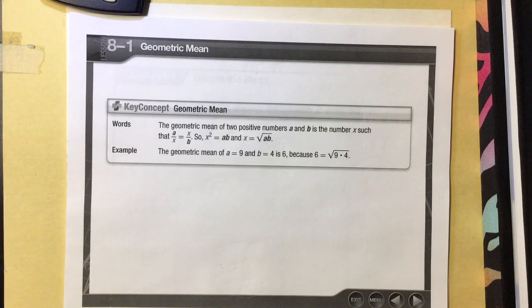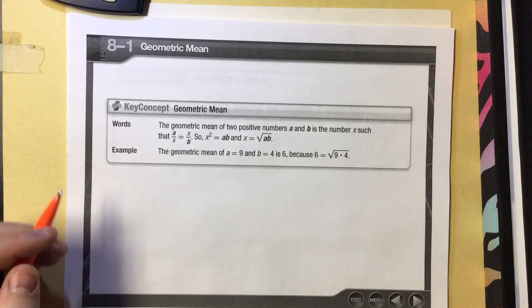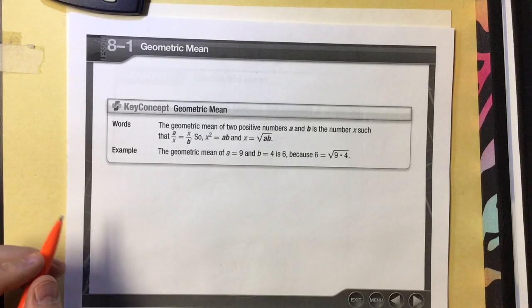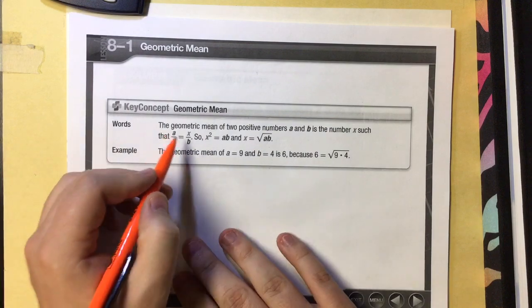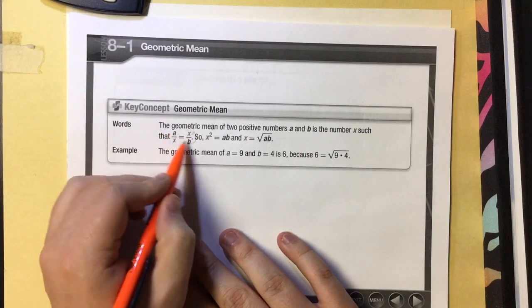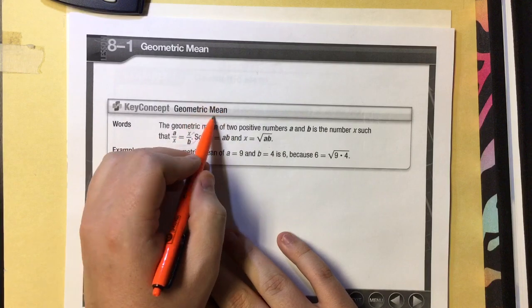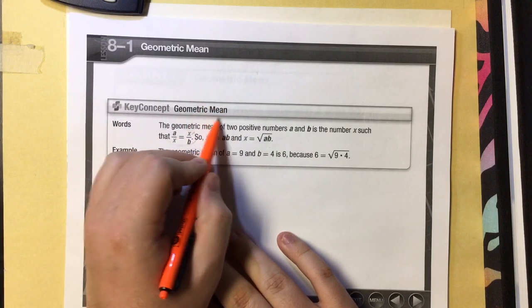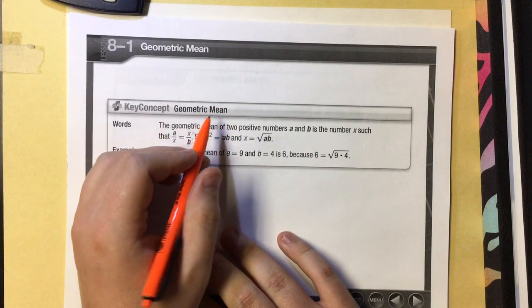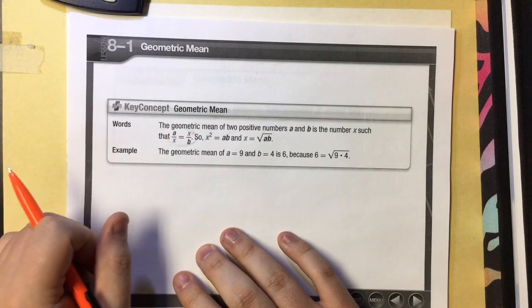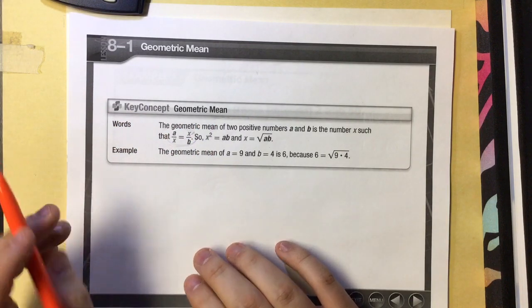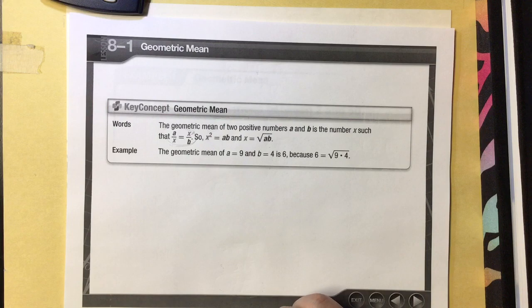Now for the block day, we get into section 8.1 here with the geometric mean. A geometric mean comes from solving a proportion. You've talked about the arithmetic mean before, which you've just called the average, where you added up two numbers and divided by 2. So a geometric mean is kind of another way of finding almost an average, but rather than with addition, it's with multiplication.